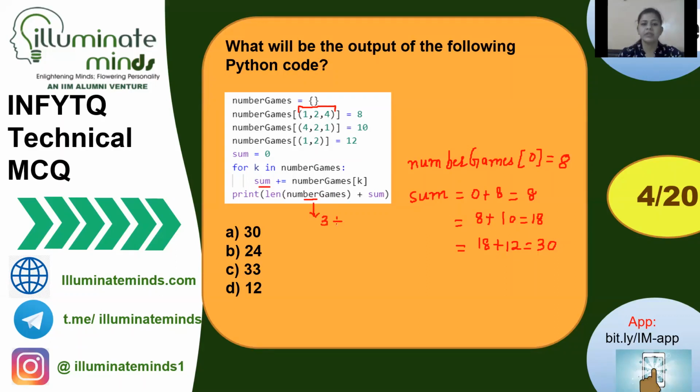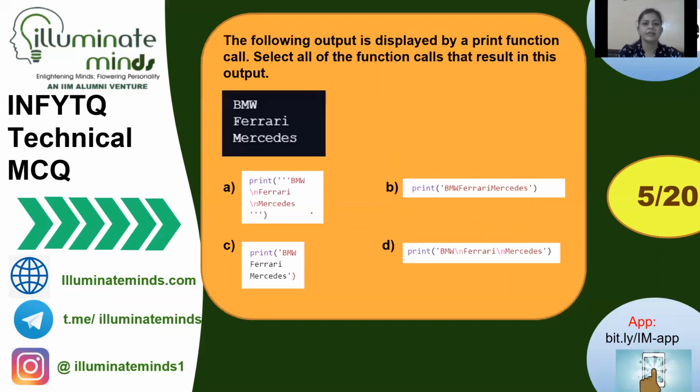So it is printing 3 plus 30, which will give us 33. Here it is. Okay. Moving to the 5th question. The following output is displayed by a print function. Select all of the function calls that result in this output.